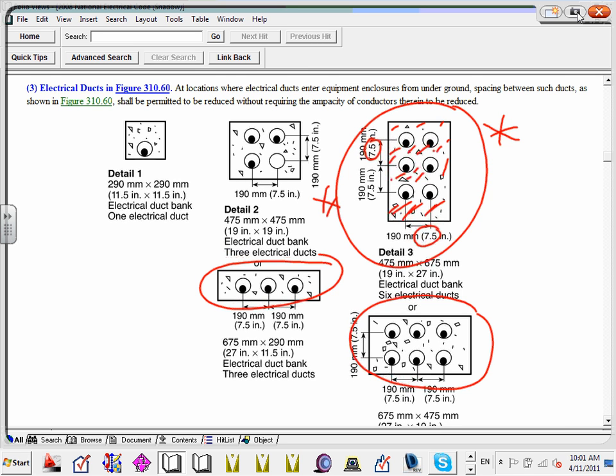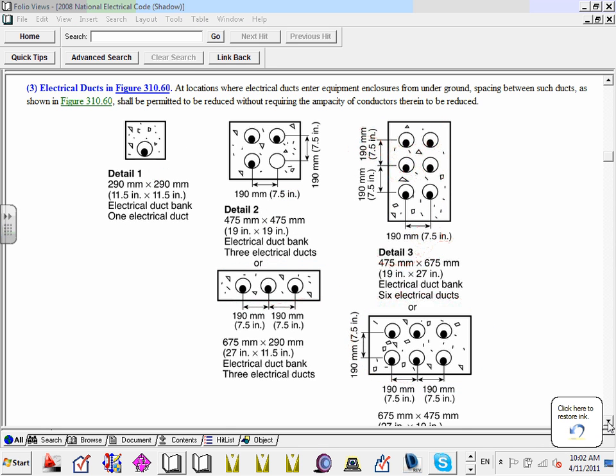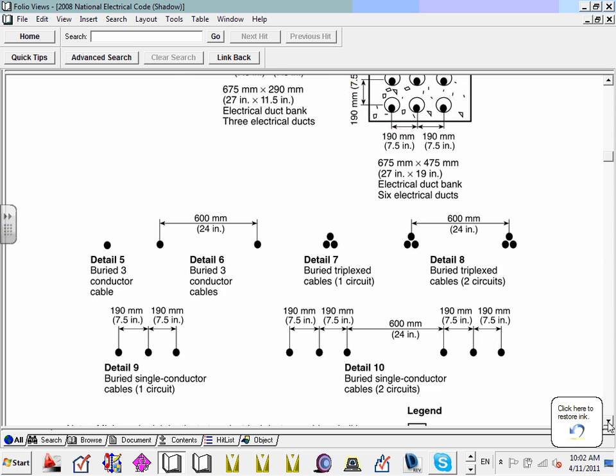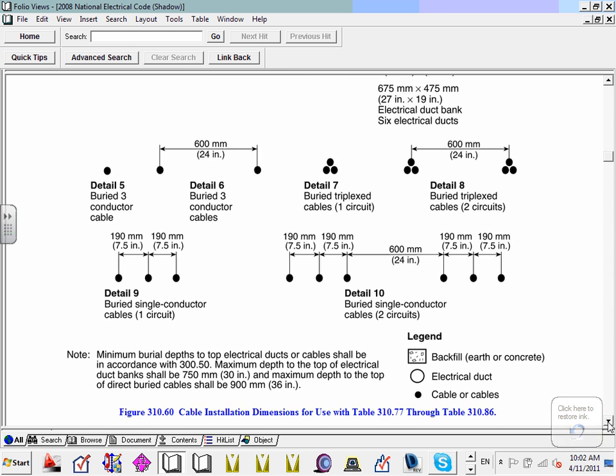Now, who cares? I want you guys to look at the detail. Here's detail 1, detail 2, detail 3, up and down. These are details. The tables care a lot about the details as you go through the tables. Here's if you direct bury them in earth. So you put two circuits. This one is multi-conductor cable direct buried. These are multi-conductor cable direct buried.